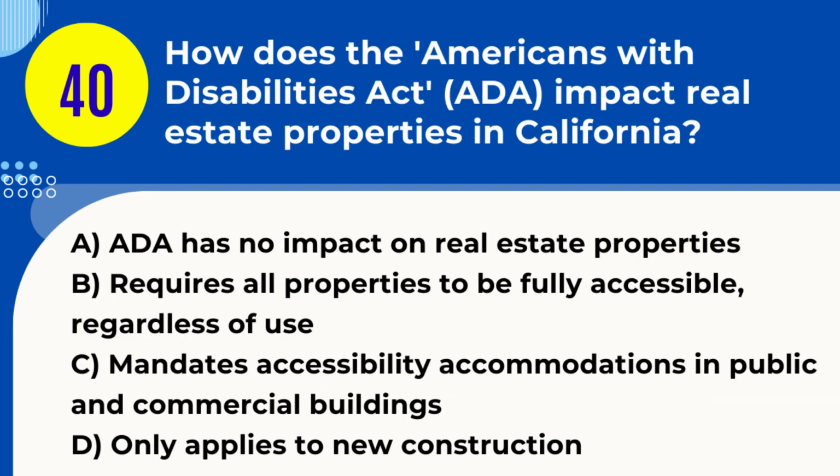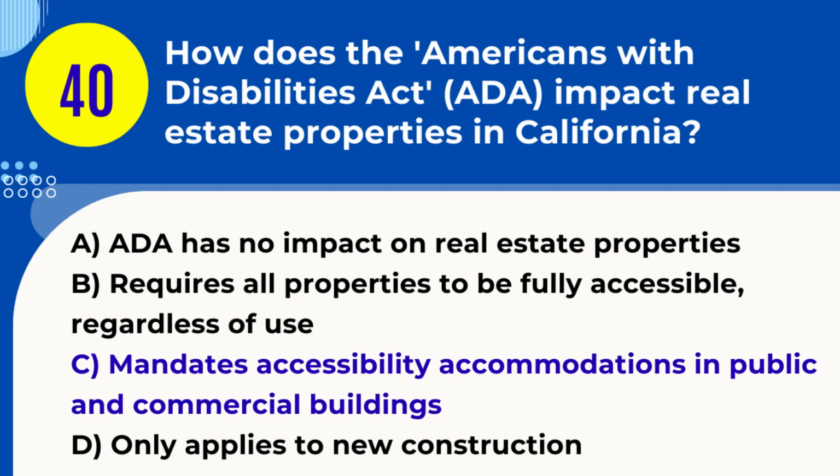Question 40. How does the Americans with Disabilities Act, ADA, impact real estate properties in California? A. ADA has no impact on real estate properties. B. Requires all properties to be fully accessible, regardless of use. C. Mandates accessibility accommodations in public and commercial buildings. D. Only applies to new construction.